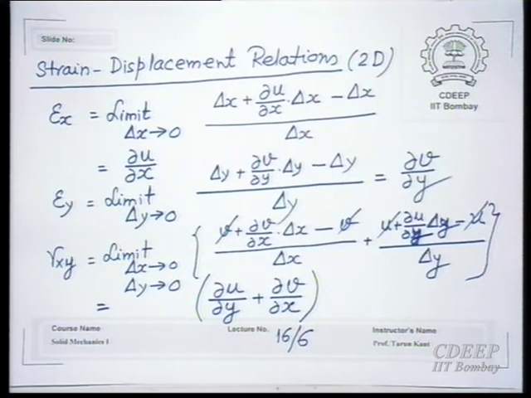So at any point you have got three strains, two normal strains and one shear strain, and now you also know the relationship between strain and displacements. Next is what? What about analysis of strain? Strain at a point you can find out. Knowing the displacement, now you can compute strain at a point.